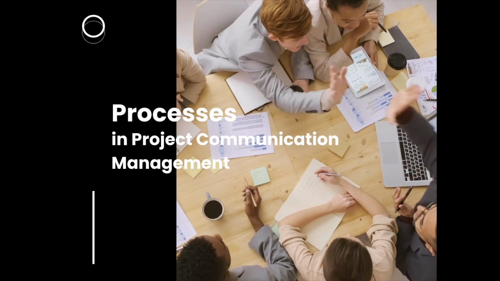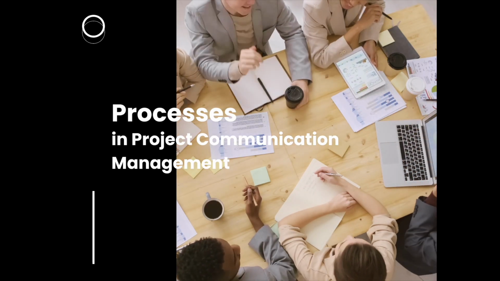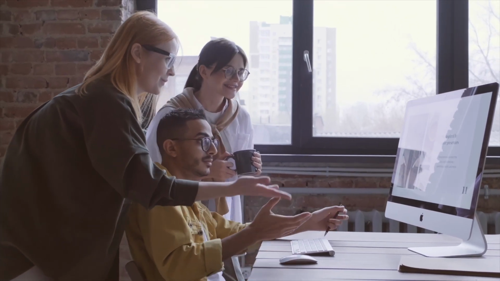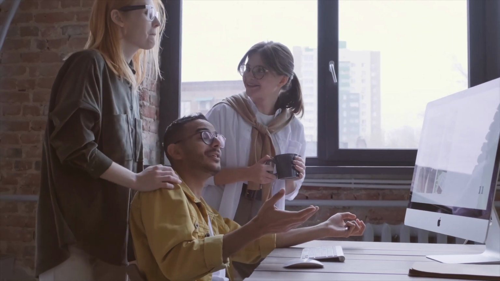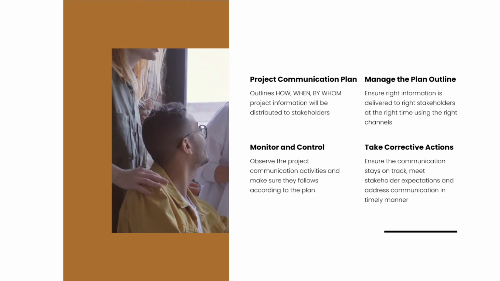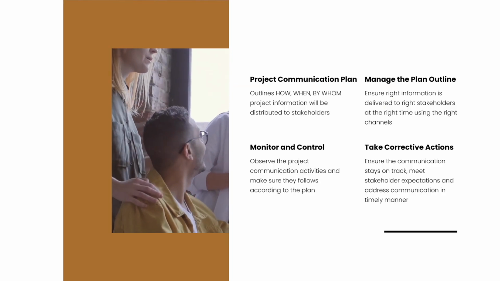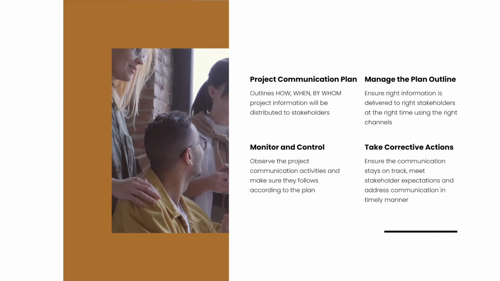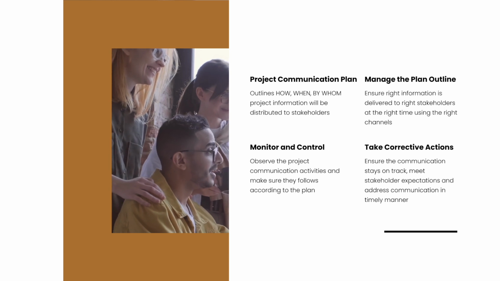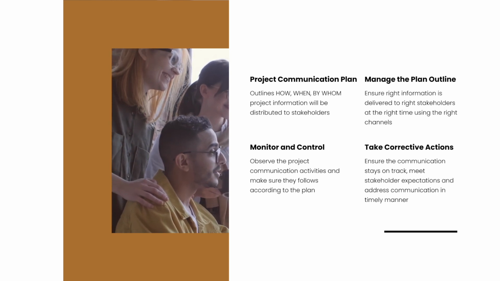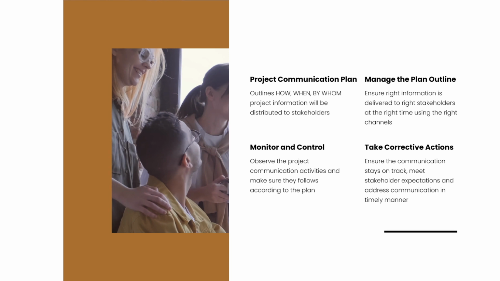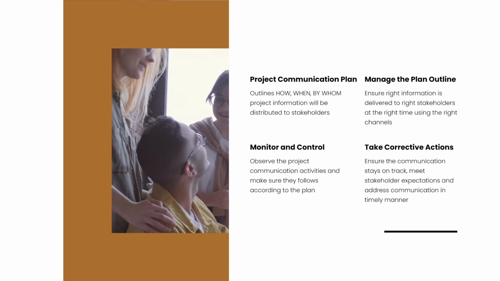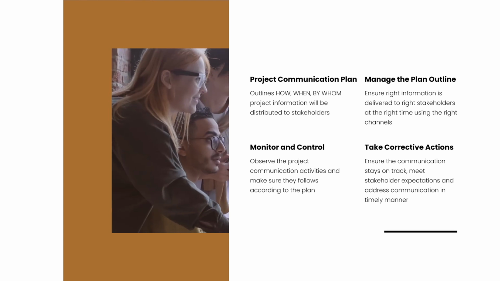Now, let's take a look at the processes involved in project communication management. First, it is important to plan communication management to outline how, when, and by whom project information will be distributed to stakeholders. Secondly, manage communications by following the plan to ensure that the right information is delivered to the right stakeholders at the right time using the right channels.